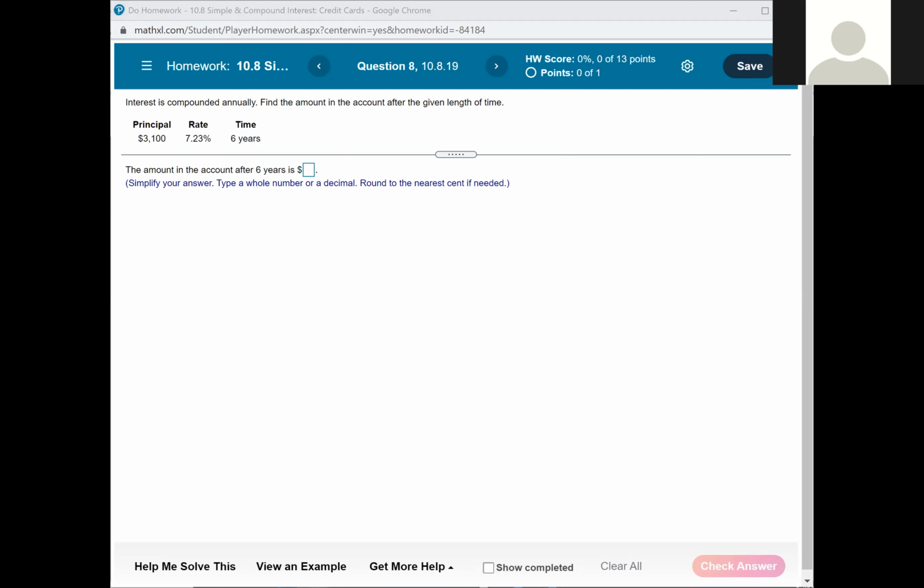So, before I do that, notice it says interest is compounded annually. Find the amount in the account after the given length of time. So we got 3,100 as our principal, 7.23%, and then 6 years.